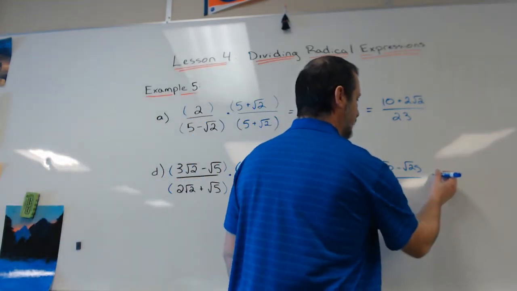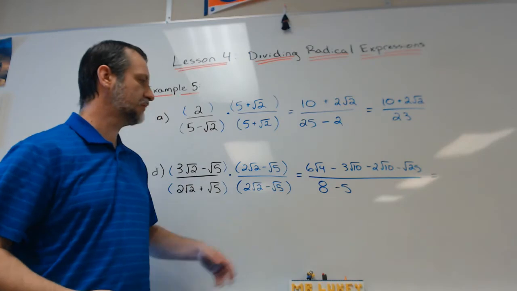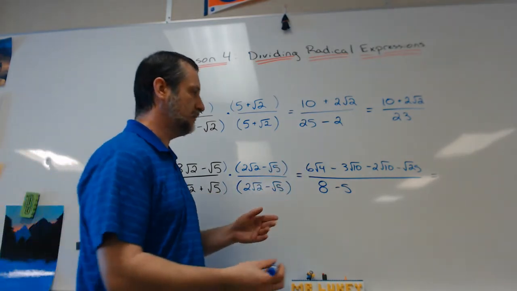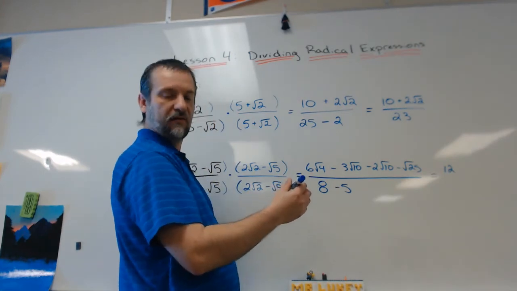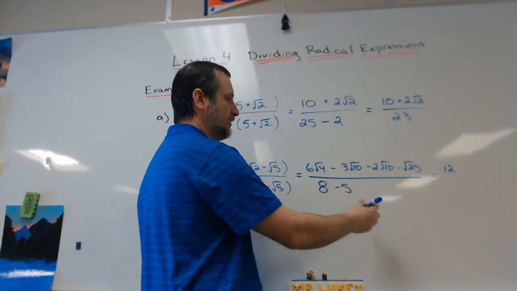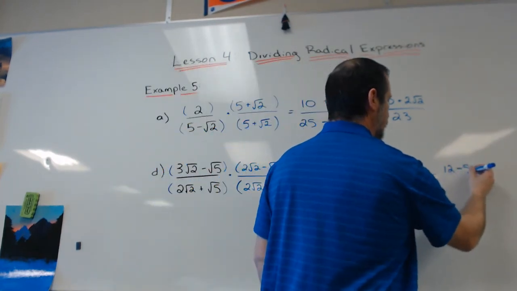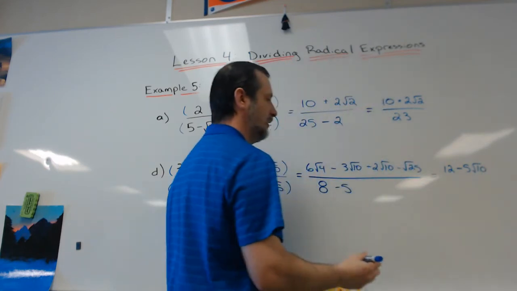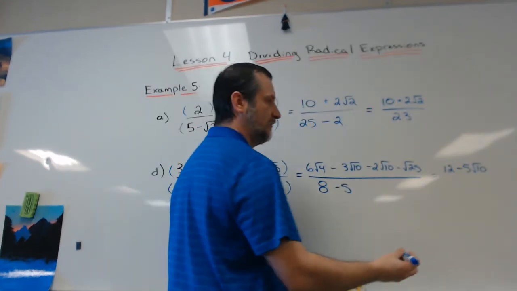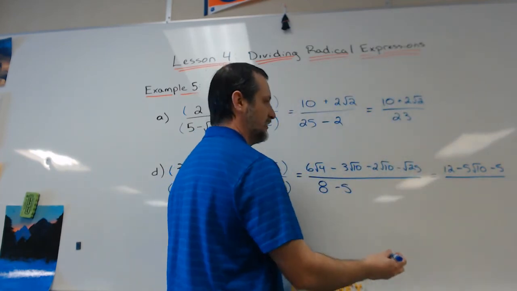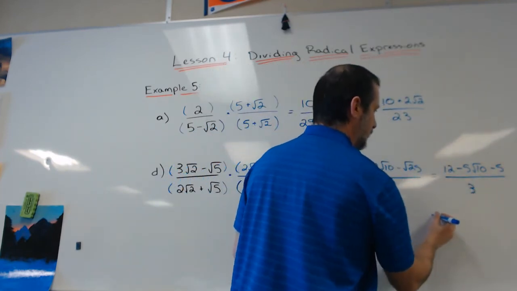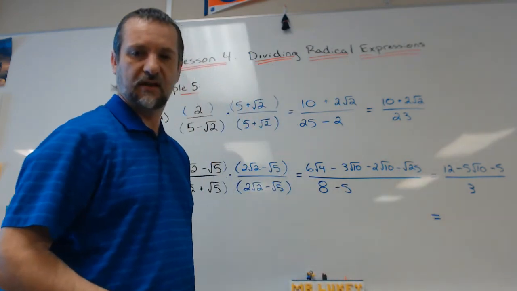I did leave myself a little bit of work over here, of course. So 6 root 4 is going to be 12. I'm not running off the board, am I? Minus 3 and minus 2 root 10s is going to be minus 5 root 10. Minus the root of 25, so minus 5. Over 8 minus 5 is 3. And again, I'm running myself out of board here.